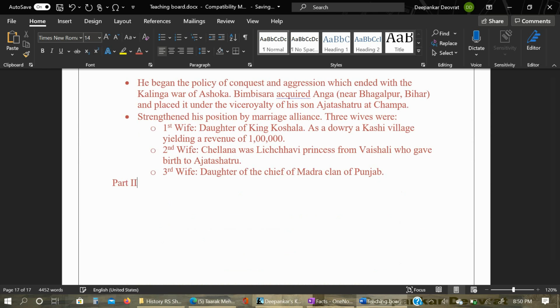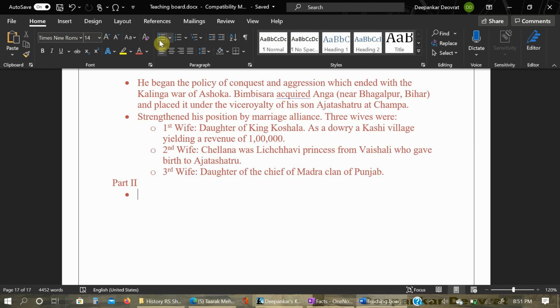This was part 2, where Magad's most serious rival was Avanti, with its capital Ujjain, that was in Madhya Pradesh. Bimbisara and its king Chanda Pradyota fought each other, but eventually they wisely made up. How? Later, Pradyota suffered from jaundice, and Avanti's king requested Bimbisara to send the royal physician Jivaka to Ujjain, and Bimbisara is also said to have received an embassy and a letter from the ruler of Gandhara, with which Pradyota had fought unsuccessfully.